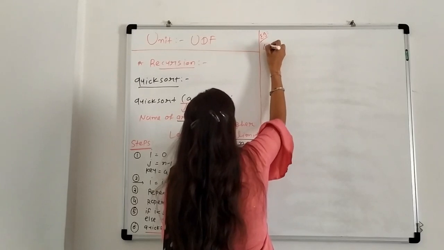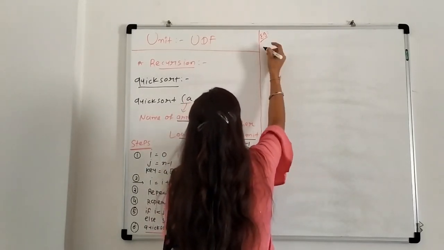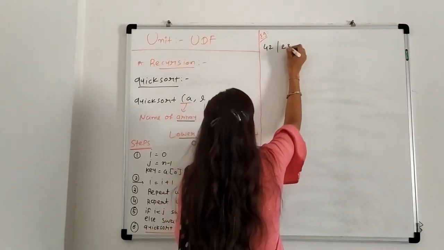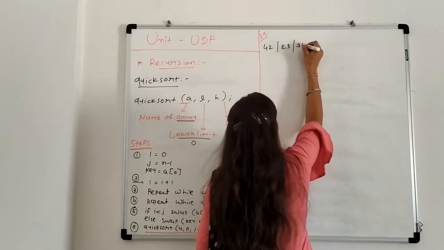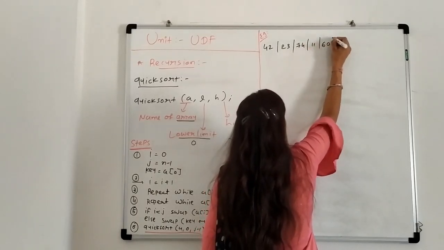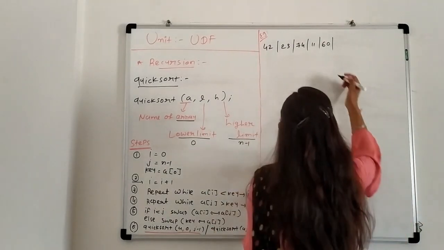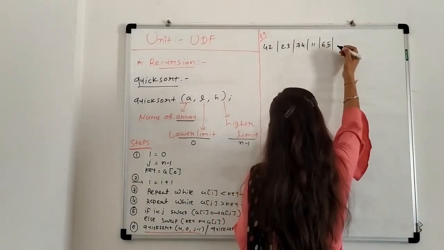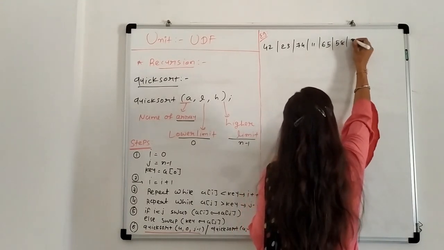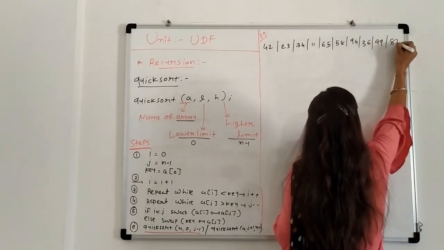Example: 42, then 23, 74, 11, 60, 23, 74, 11, 65, then 58, 94, 36, 99, 87.